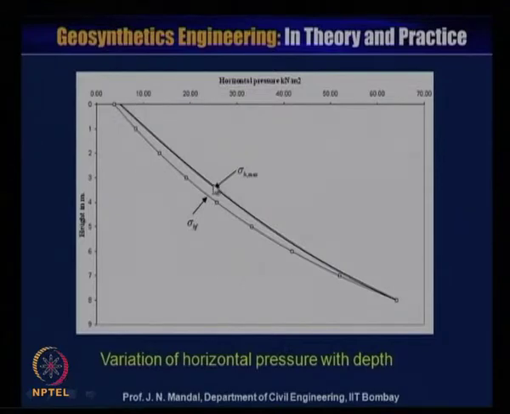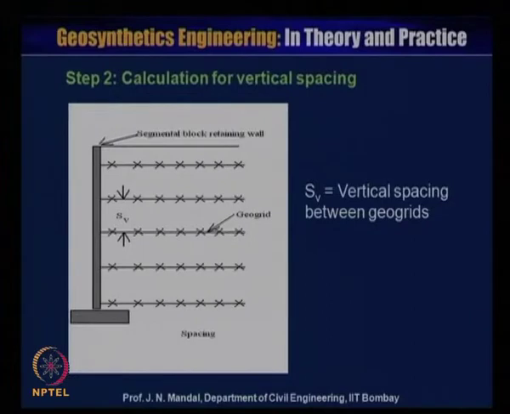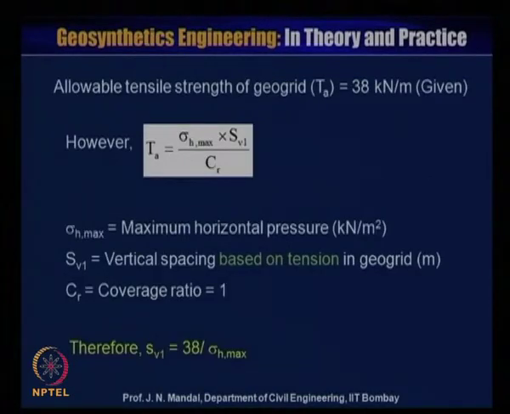Increasing with this depth. Now step 2, calculation for the vertical spacing. If this is the retaining wall, you have to calculate SB, that means the spacing between the two reinforcements, which is designated as S. Now, the allowable tensile strength of the geogrid, TA, is given as 38 kilonewton per meter. However, TA is equal to sigma H maximum into SB1 by CR.